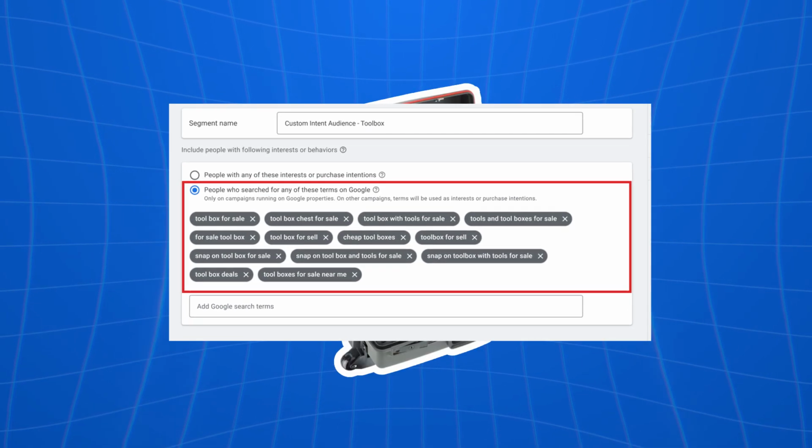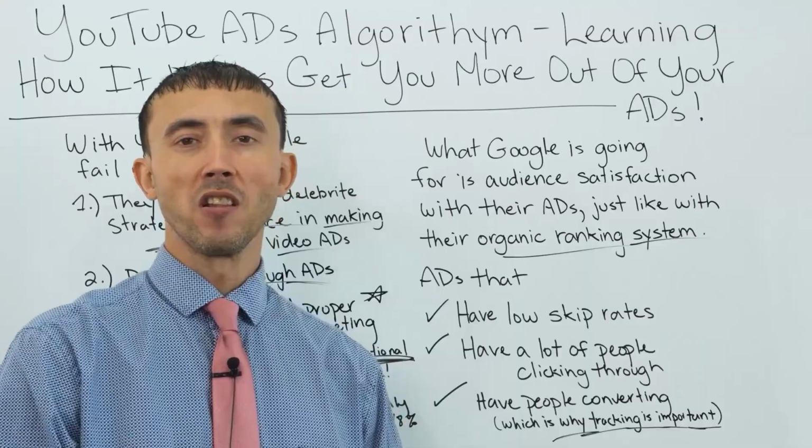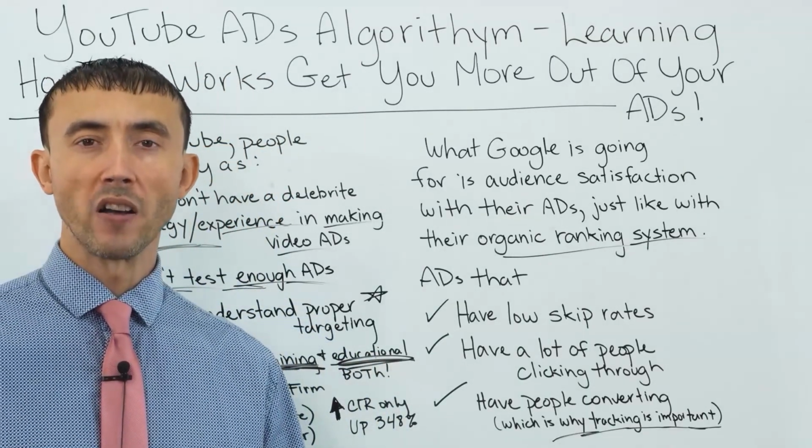So essentially, with your ad now, you can get in front of every single person in the last 30 days who's in market for a toolbox with your ads.